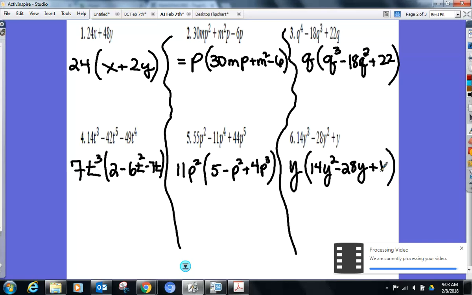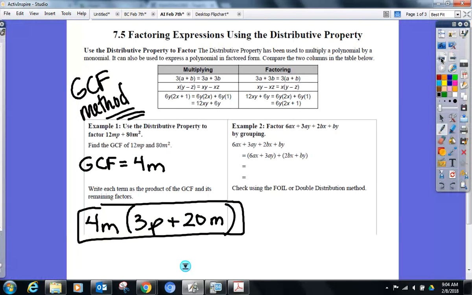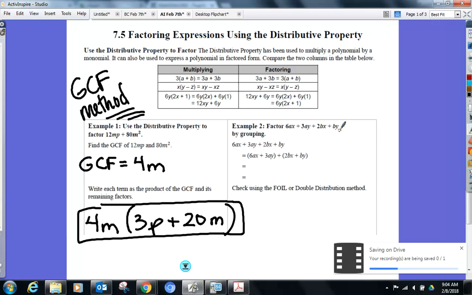All right. Questions, comments? All right, well, what if GCF doesn't work, and I still ask you to factor it? Go back up to example number 2. Look at what I'm asking you to factor here, guys. Don't look at the work below. Just look at 6ax plus 3ay plus 2bx plus by.